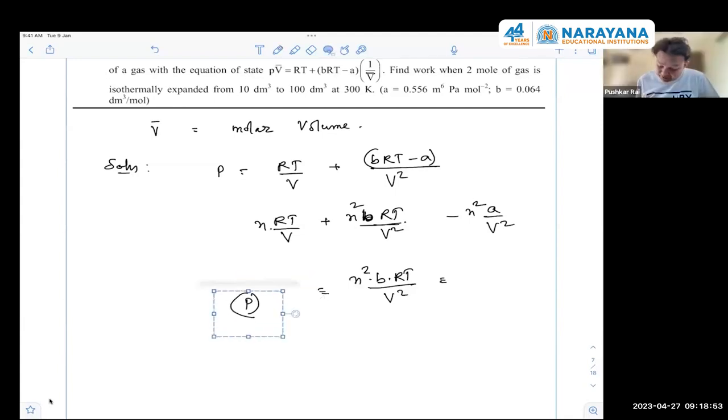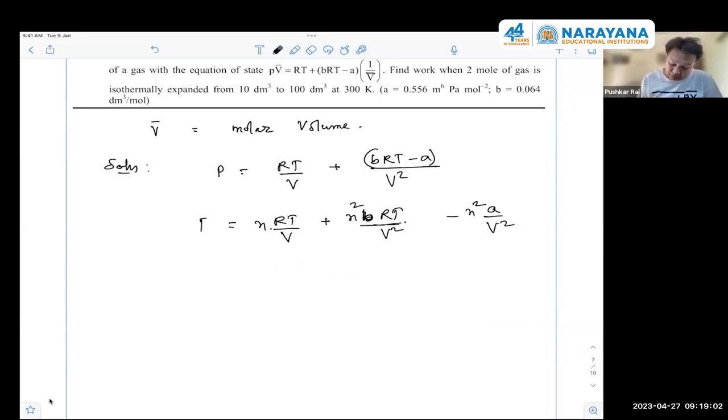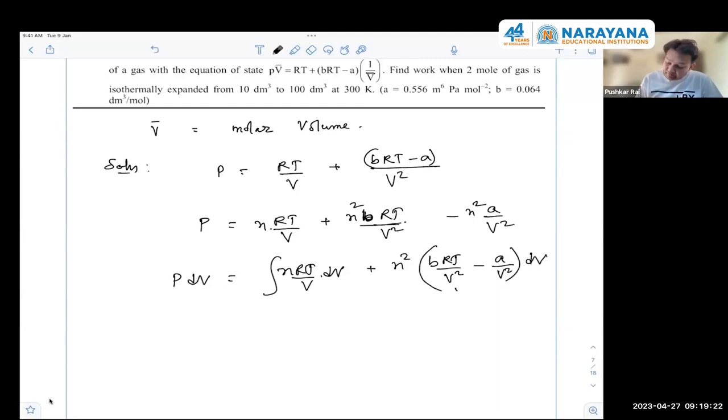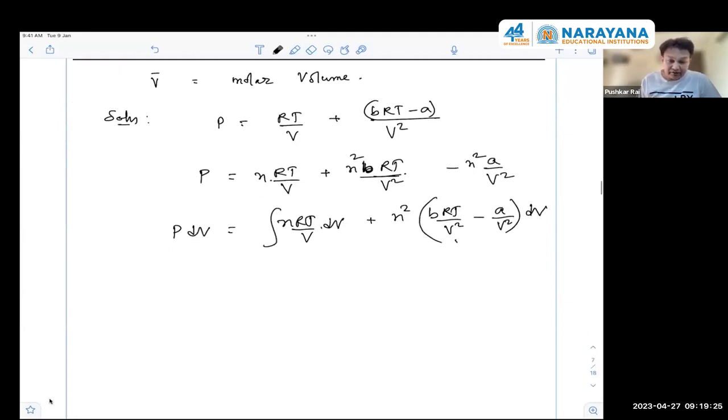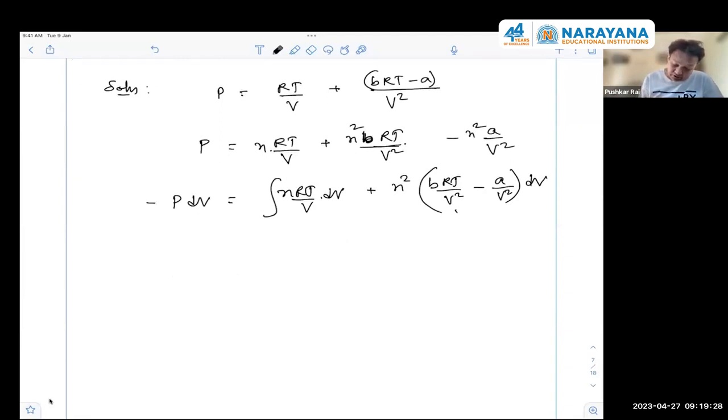So sometimes this dimensional analysis is also a headache. So that is the whole idea of this problem. So what do you have to do now? P dV. So nRT by V into dV integral plus n square bRT by V square minus A by V square into dV. And I think that we can integrate it to get this. And if we put a negative sign, then it will be good for the chemistry. Put also here a negative sign.